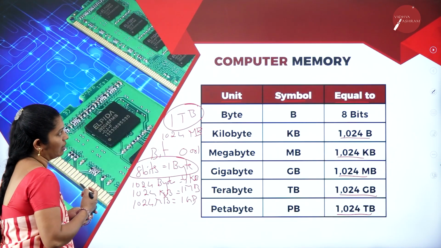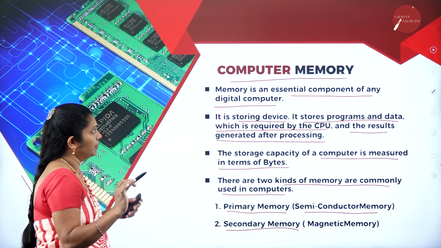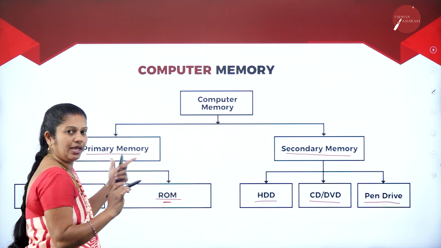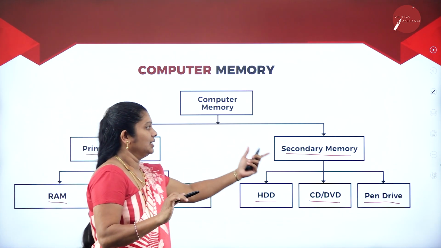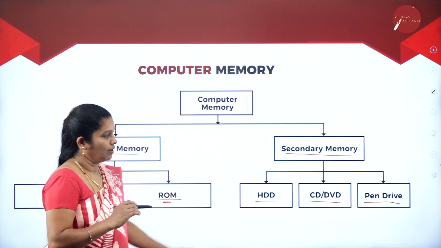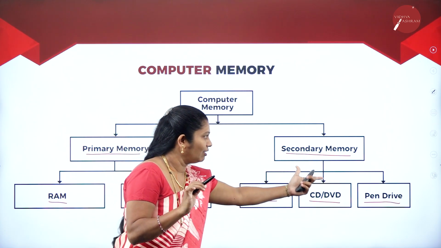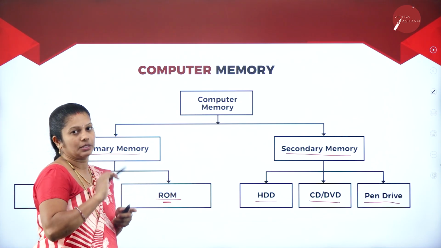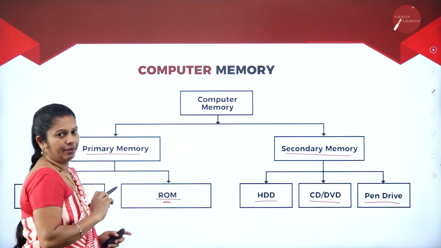The first one: memory is required for storing purpose. When you come to types, there are primary memory and secondary memory. Primary memory stores recent data, recent applications. Secondary memory stores data permanently for future purpose. When you switch on the system, at the time of booting, the data will transfer from secondary memory to primary memory for processing, because the CPU can interact only with the primary memory.